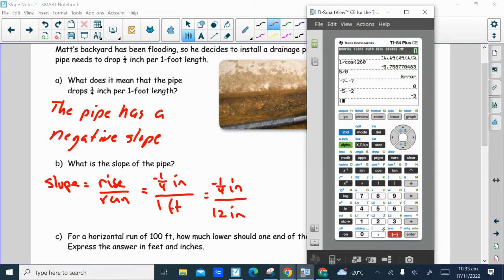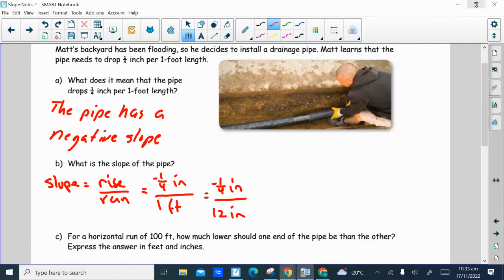In brackets, I'm going to go negative 1 over 4. So that's my negative 1/4 for the rise, divided by 12 for the run. And so there's my slope as a decimal. It's a repeating decimal, negative 0.02083 repeating.